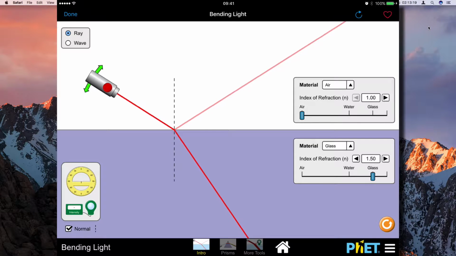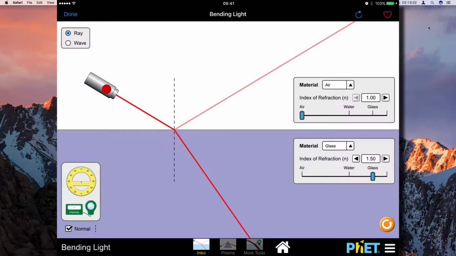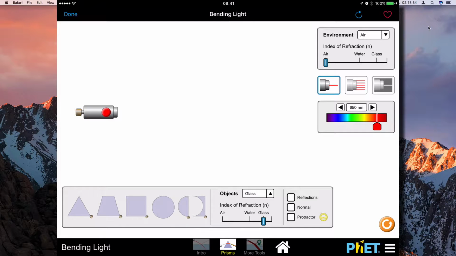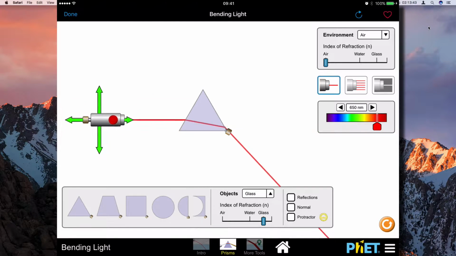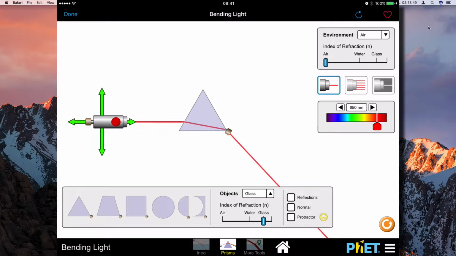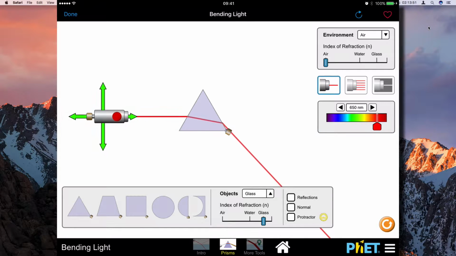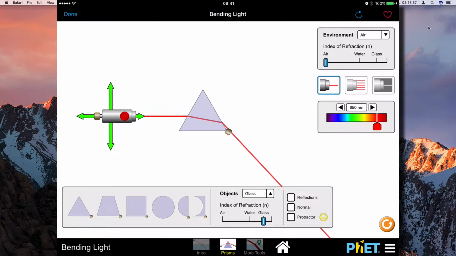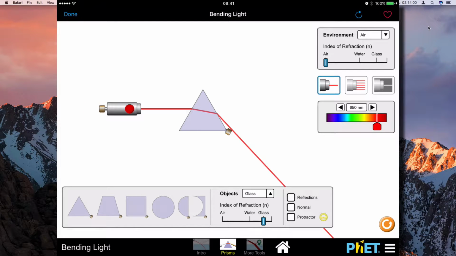I can remove the normal by just clicking on there, or I can add it back. This one here is showing a prism, and what happens when you change the angle of the prism. At some point, look at that, that's brilliant. These are things that you can easily show by connecting the iPad to an interactive whiteboard.